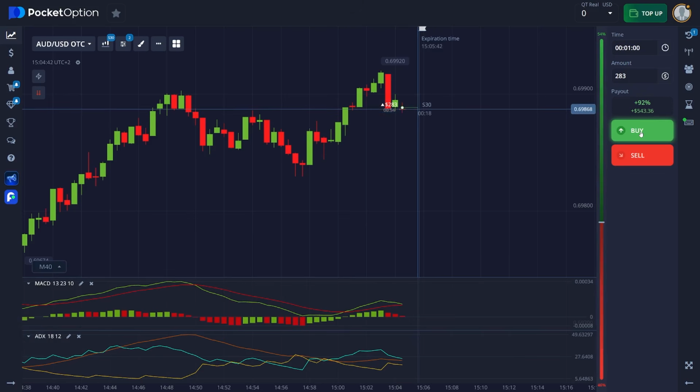Another reason this system works so well is speed. Binary options trading is fast. You don't have time to analyze 10 indicators. By the time you finish thinking, the move is already gone. But with ADX and MACD, everything is quick. One look, you know if the market is strong. One look, you know the direction.